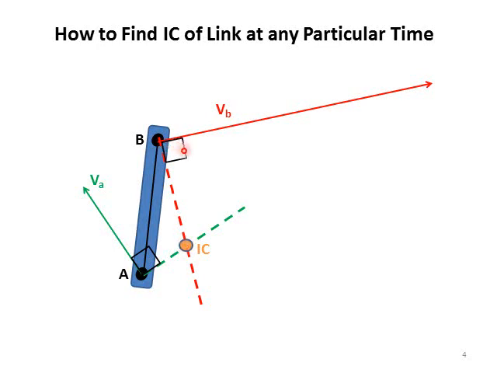This symbol you can see represents the 90 degree of perpendicularity. So the intersection of both the perpendiculars at a certain point will give you IC at that particular time. For example, at time 1 second, the IC is here. At time 2 second, definitely, because the link is moving, the IC position will also change.